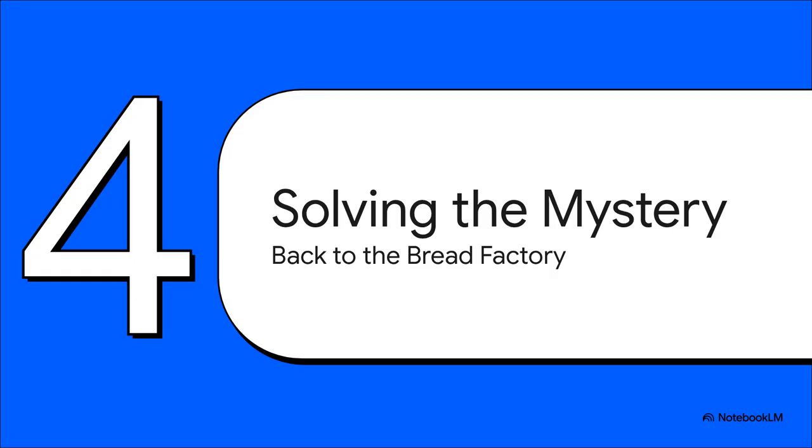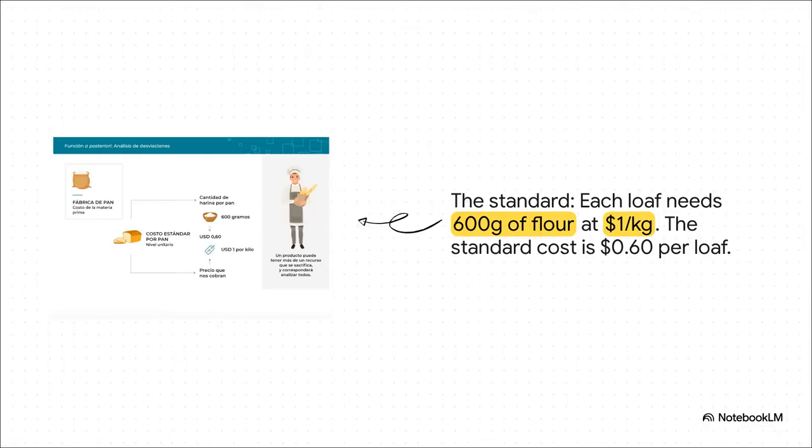All right, time to put our detective hats on. Let's head back to that bread factory and finally solve our $50 mystery. Okay, quick recap of the blueprint. For our flour cost, the standard was set at 600 grams of flour for each loaf, and we expected to pay $1 per kilogram. Simple math.